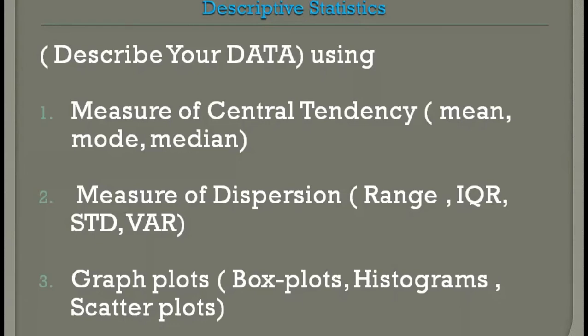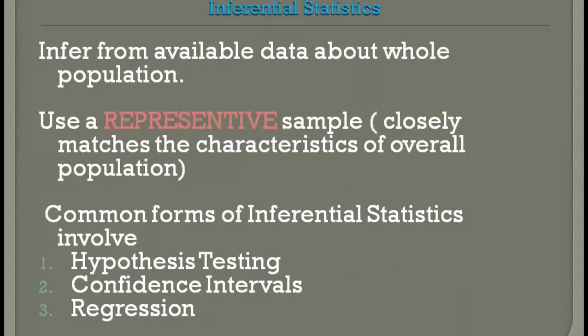You may be finding graph plots, like we have box plots, histograms, and scatter plots, and other plots as well. So in order to understand your data, you can use measure of central tendency, measure of dispersion, or you can use graph plots, and other tabular forms also we have in order to understand our data, right? Okay, so the second kind of statistics which we had is inferential statistics.